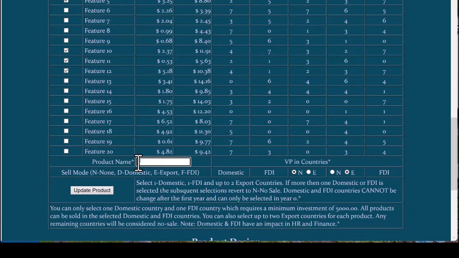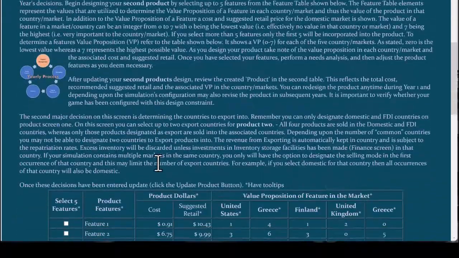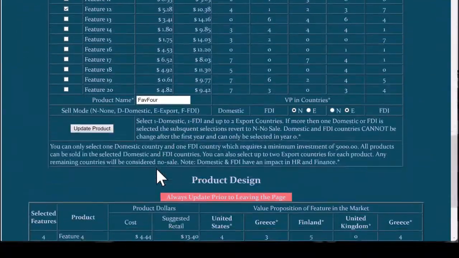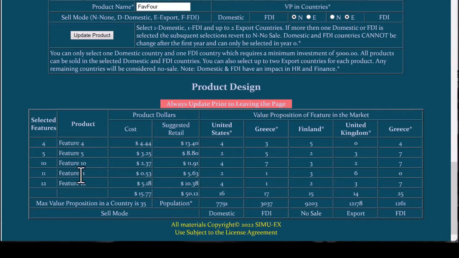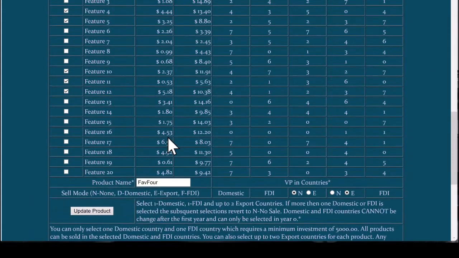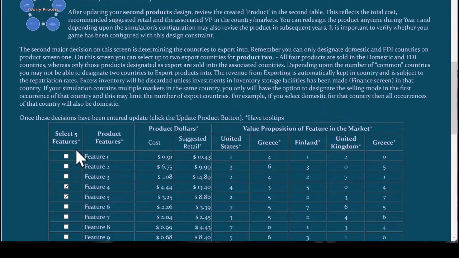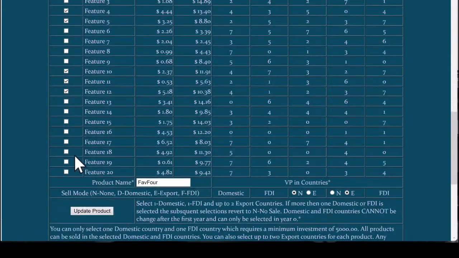So essentially, product screens 2, 3, and 4 are identical to product screen 1, except you do not have the capability to determine domestic and FDI. That is only done on product screen 1. As with product 1, once product 2 has been designed, the product manager would look at the overall effectiveness of that product, that is, looking at the features and how those features correspond to the targeted markets that the product will be sold to, and whether it is achieving the greatest possible value.